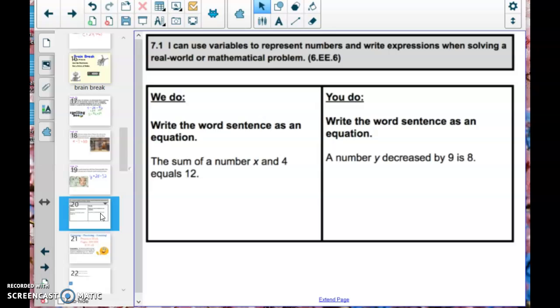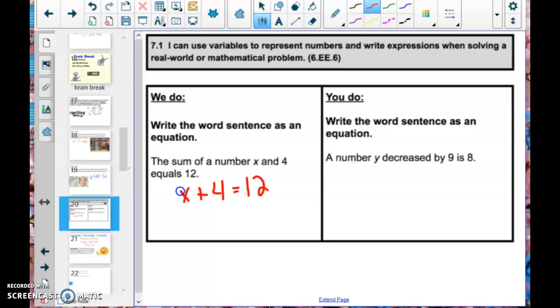All right, last up is a little we do, you do. So we'll do this part together. Write that word sentence as an equation. So the sum, of course, is x plus 4 equals 12. You can pause the video and do this one on your own. To check your answer for the you do one, it should be y minus 9, because decreased by is subtraction, equals 8.